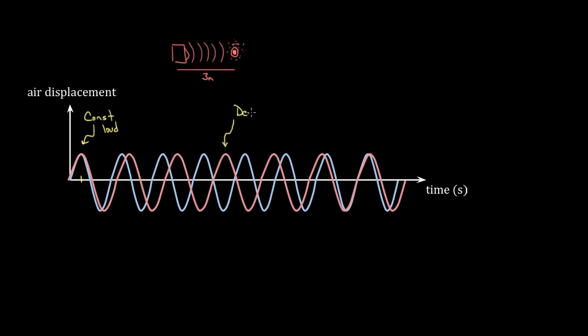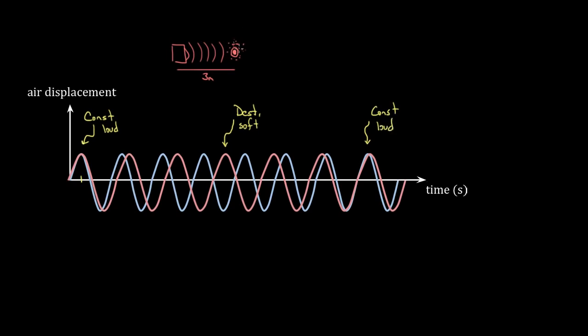This is straight up destructive. It's going to be soft. And if you did this perfectly, it might be silent at that point. You wait a little longer, and this blue wave has essentially lapped the red wave, right? You waited so long, the blue wave has gone through an extra whole period compared to the red wave. And so now the peaks line up again. And now it's constructive again because the peaks match the peaks and the valleys match the valleys. So at that point it's constructive and it's going to be loud again.